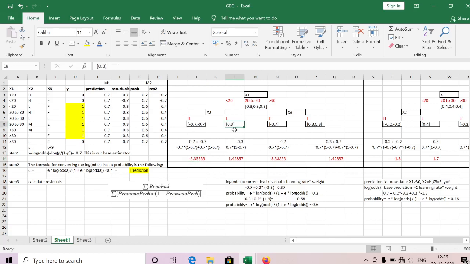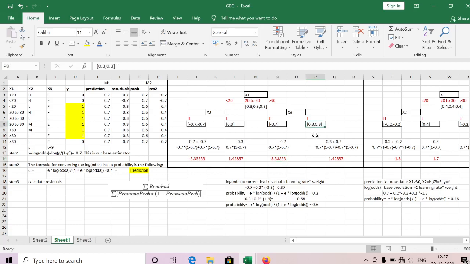In a similar way, I want to calculate the weight for this leaf of the residual. 0.3 is my numerator. The denominator is the previous probability, 0.7 multiplied by 1 minus 0.7. Then I got the weight of 1.3 by using this formula. Similarly, minus 0.7 is my residual, this is my sum, so residual divided by 0.7 multiplied by 1 minus 0.7, the previous probability. In a similar way I calculated the weight, minus 3.3.